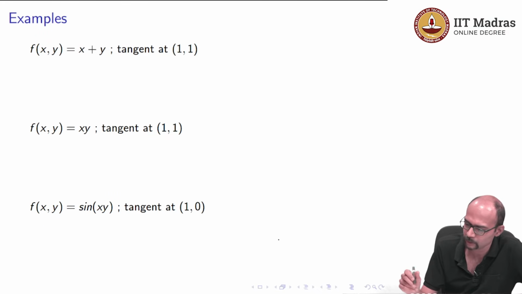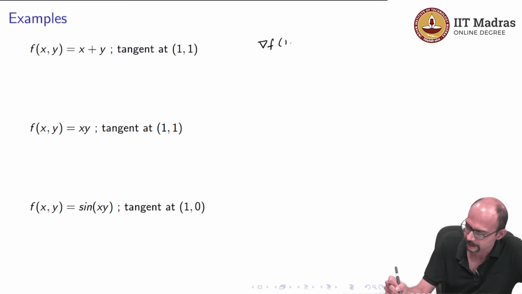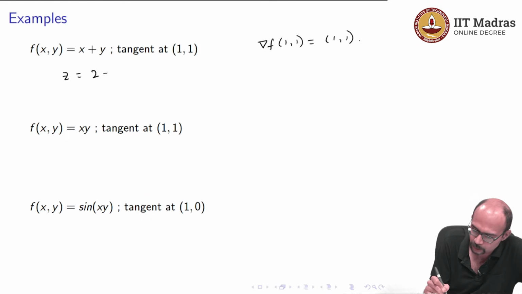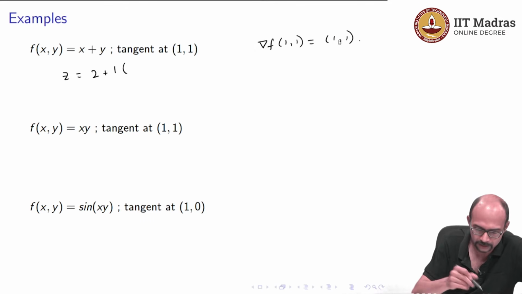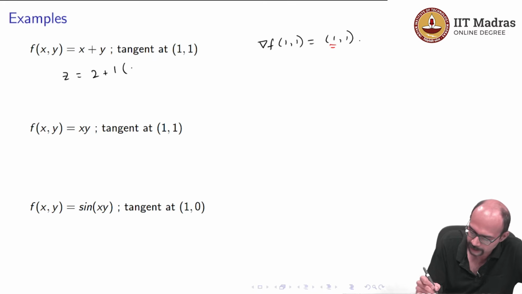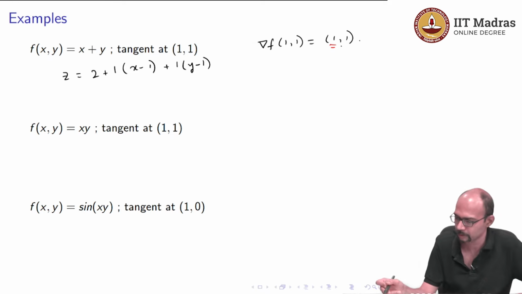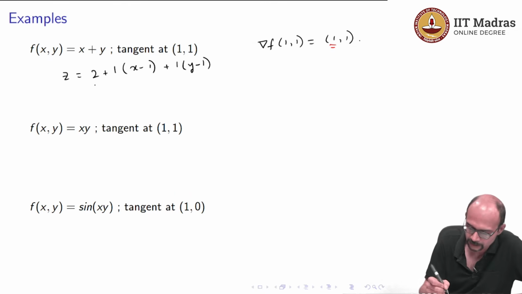Here is f of x y is x plus y. What is the tangent plane at 1 comma 1? Here we computed the gradient. The gradient at 1 comma 1 was just 1 comma 1, and so we can write down that z is equal to f of 1 comma 1, which is 2, plus 1. This 1 is coming from the first part here. So, 1 times x minus a, which is again 1, plus 1 times y minus b. So, b is again 1, and this 1 here is coming from the 1 in the second coordinate of the gradient. So, this is an easy equation.